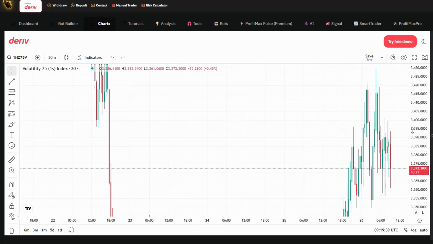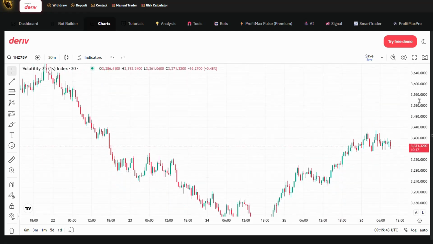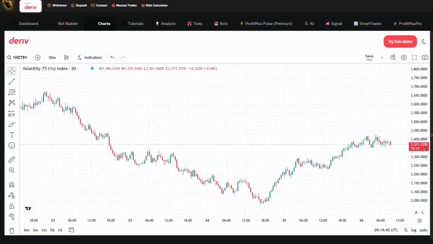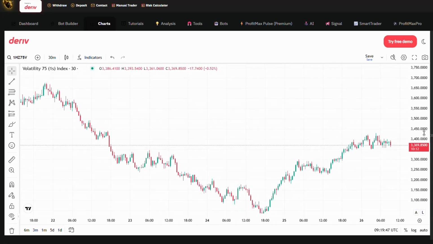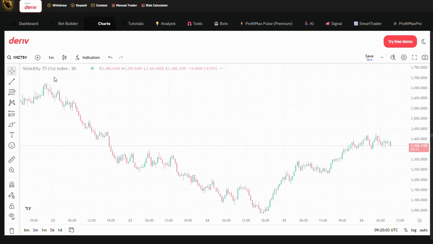Let's go to 30 minutes time frame. And here we can now see there was a rising. That market is rising. And then you can see there it's consolidating. You can see it's moving sideways, okay? But since we are using 1 minute and using a bot to trade, we can still capture some trades. Let's go back to 1 minute candlestick time frame.